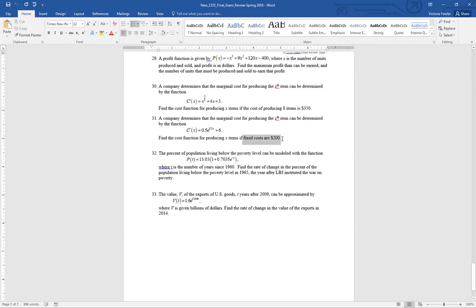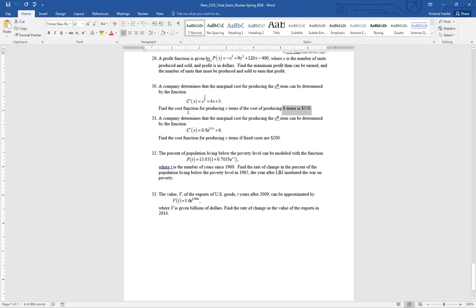And so I want you to keep in mind fixed cost would mean that that is when you haven't even sold anything. So I'd be saying your x, or your number of units, would be 0. And so C of 0 then is 200. Whereas you can see that there's a difference here with number 30. It's saying that 8 items, so C of 8 is equal to 350.